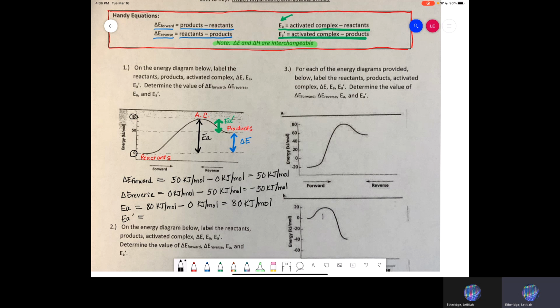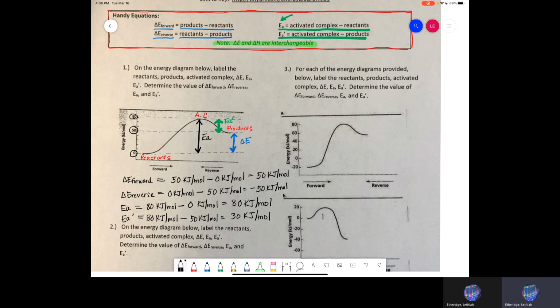Now it's asking us for EA prime. So EA prime is once again that activated complex, which is 80 kilojoules per mole. And since it's prime, it's going to be minus the products. My products are right here chilling at 50. So that is going to be minus 50 kilojoules per mole. So this answer is going to be 30 kilojoules per mole.